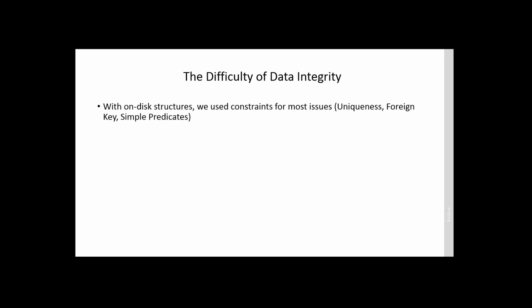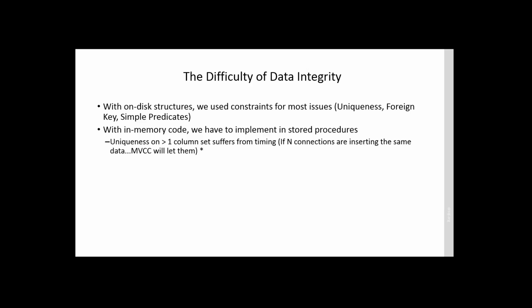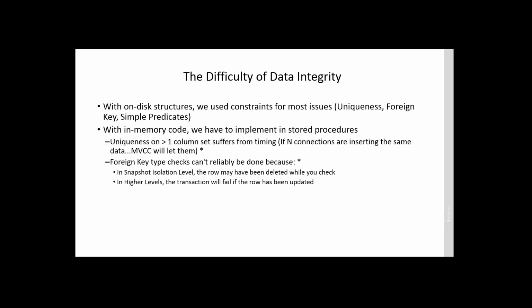So the difficulty of data integrity. These constraints, we don't have constraints. So uniqueness on more than one column, what's the problem here? I want to go out and see if somebody else has changed the row. Well, I can't see their changes until they commit them, but I'm still back in the transaction when I started. So doing uniqueness, not really easy. Foreign key type checks, can't do them because what happens? If I do it in snapshot isolation level, I get the same uniqueness issue. If I'm in a higher transaction level, I can do a check to the table, but if someone has changed that row since I looked, then it fails.